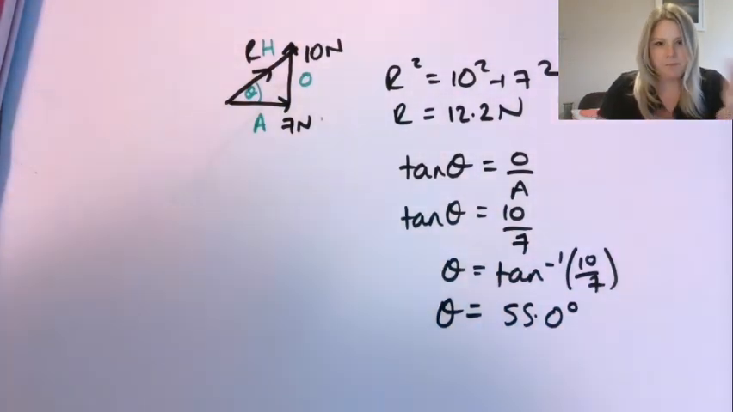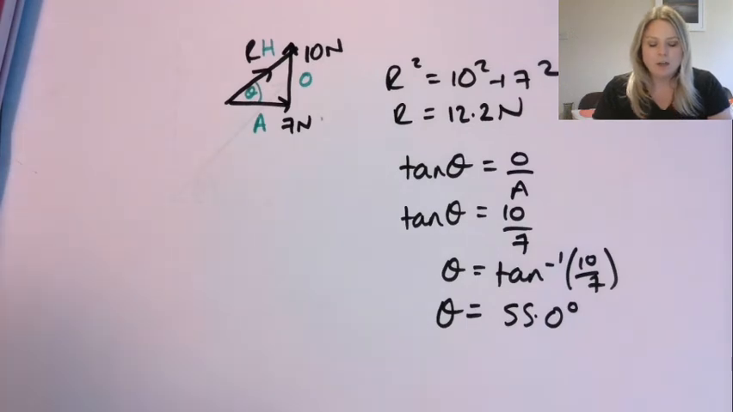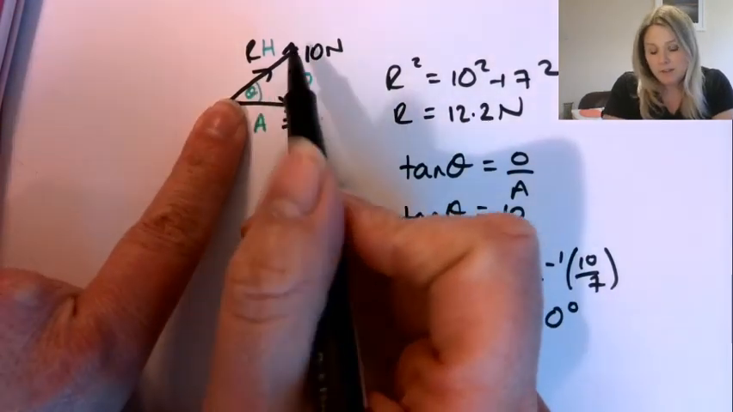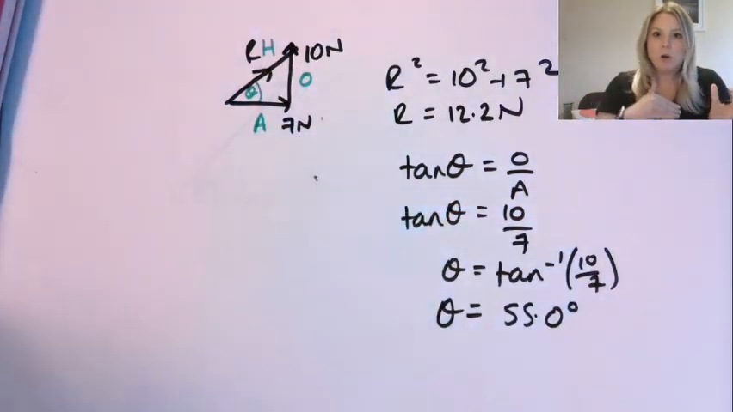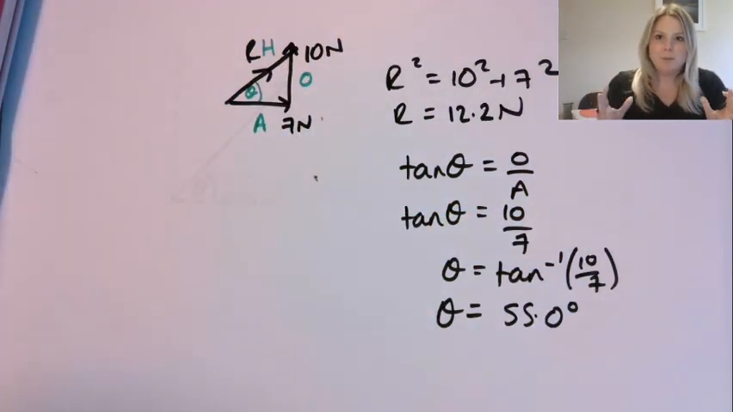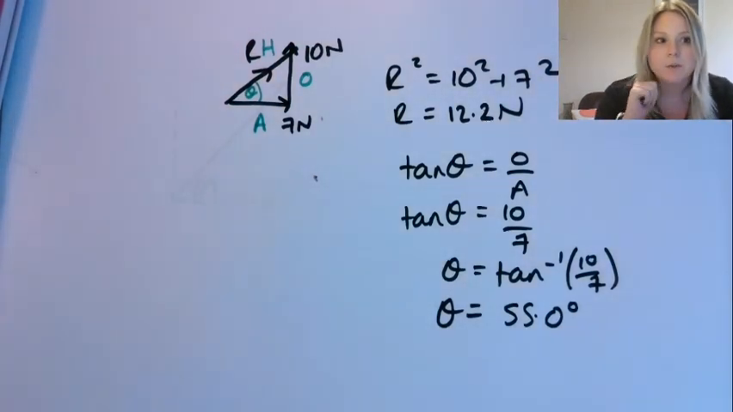Okay, so what we're going to be doing today is like the opposite of that. I like to think of it like this: we're taking the resultant and figuring out what the two perpendicular components that would combine to give you that resultant would be. So let's go to page 100.